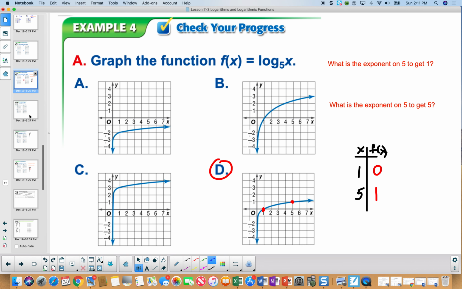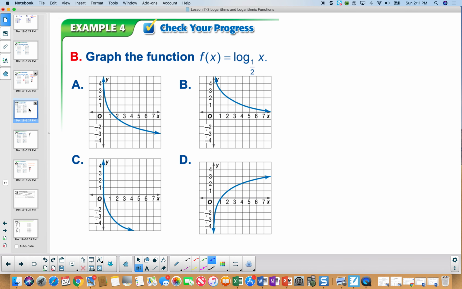And here's the answer. Again, ask those questions. 5 to the what power is equal to 1? And you can see that that's going to be 0. And 5 to the what power is going to be equal to 5? And you can see that that's going to be 1. And I find these 2 points, and I've got it. Pause.